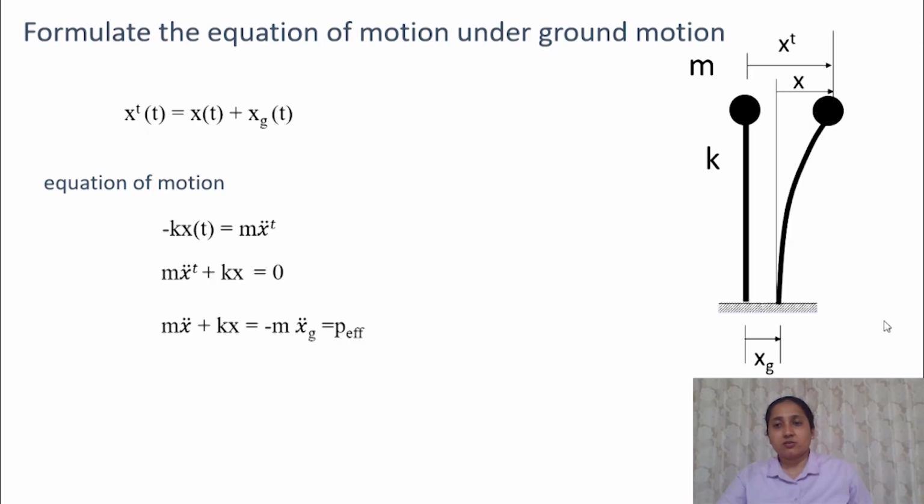So this is how an earthquake affects a structure. An earthquake is a ground acceleration or ground displacement. That would be equivalent to having an external dynamic force on this mass, and the value of that force will be equal to minus mass times ground acceleration.